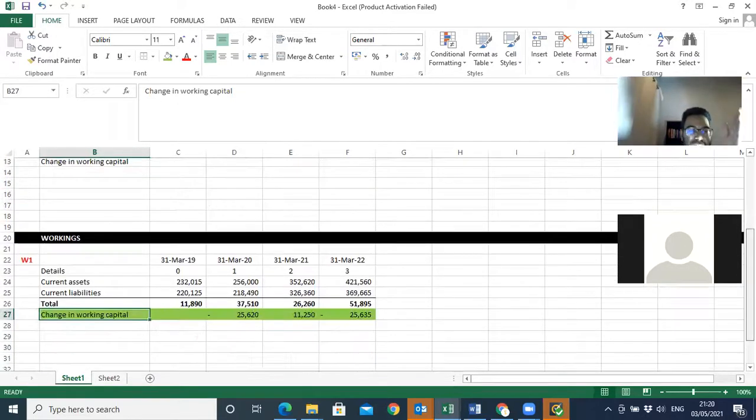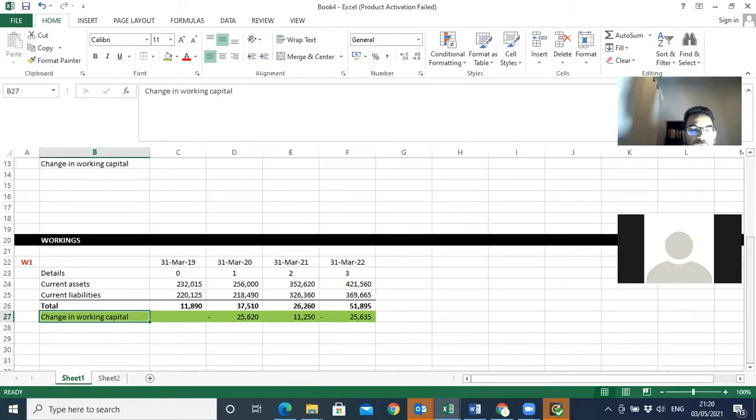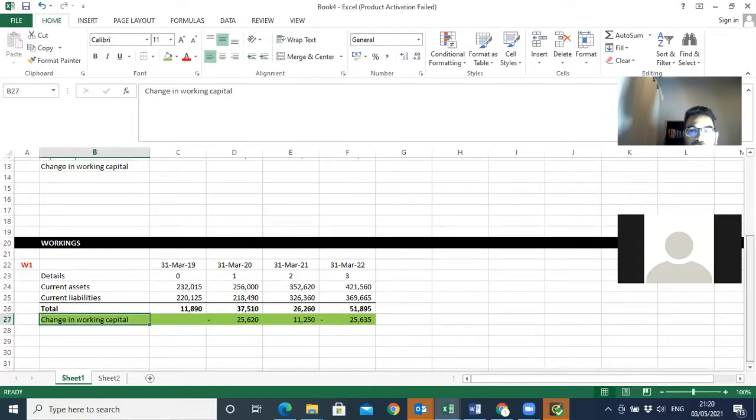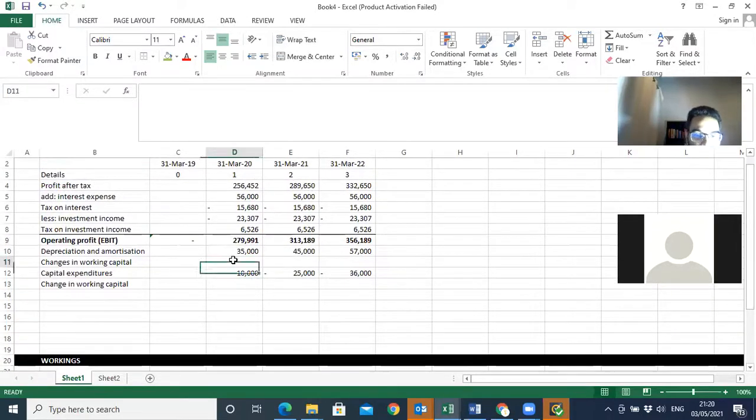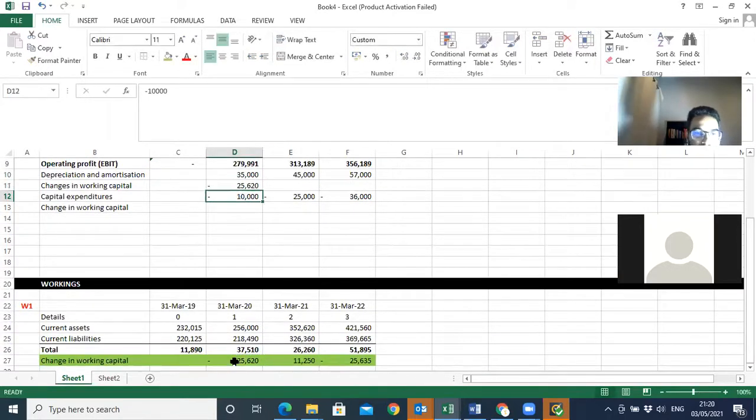So you say prior year minus current year. Why? That is going to help you to see whether there's an inflow or outflow. So negative implies there's an outflow. So I'm just going to say equal to that, and it's coming from working one. Okay, so that is basically all of it. Now we have free cash flow of the firm.